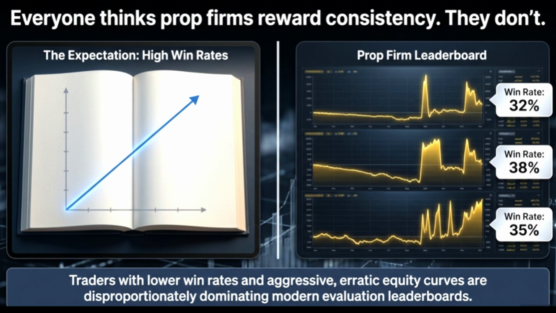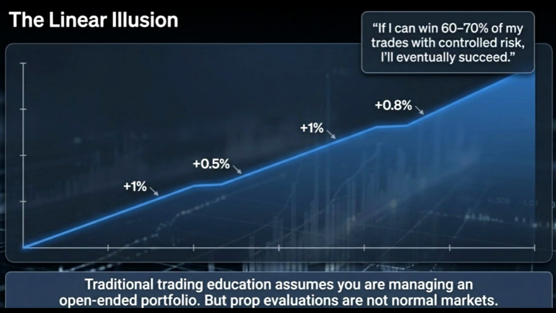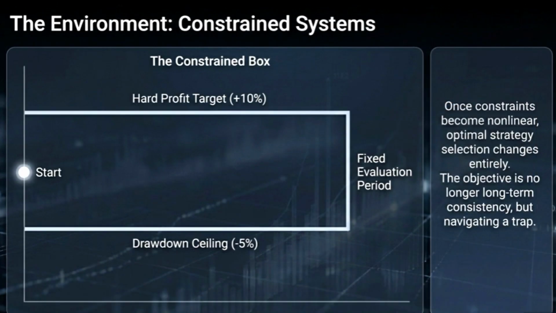Most traders still think in linear terms. If I can win 60 to 70% of my trades with controlled risk, I'll eventually succeed. It sounds reasonable. The problem is that prop evaluations are not normal trading environments. They're constrained systems. They impose hard profit targets, rigid drawdown ceilings, fixed evaluation periods, and nonlinear consequences. And once constraints become nonlinear, optimal strategy selection changes entirely.